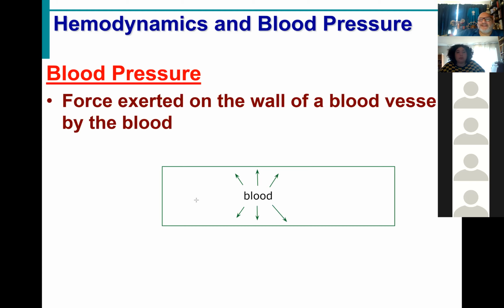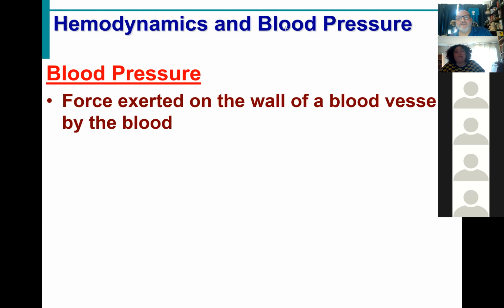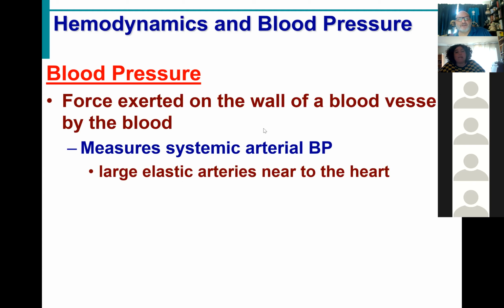If I then, instead of in our classroom, threw you all in a closet together, what would happen to the number of times you bounced into the walls there? Increase. Yeah, it increased. So it's the same thing with blood. Blood bounces off the wall of its vessels, and that bouncing off the wall of its vessels determines our blood pressure.